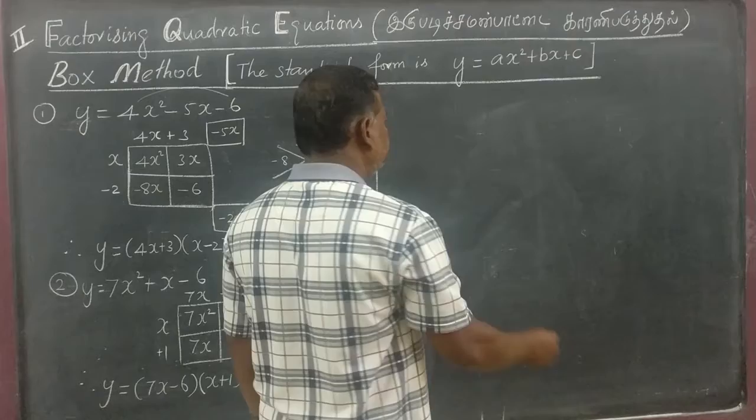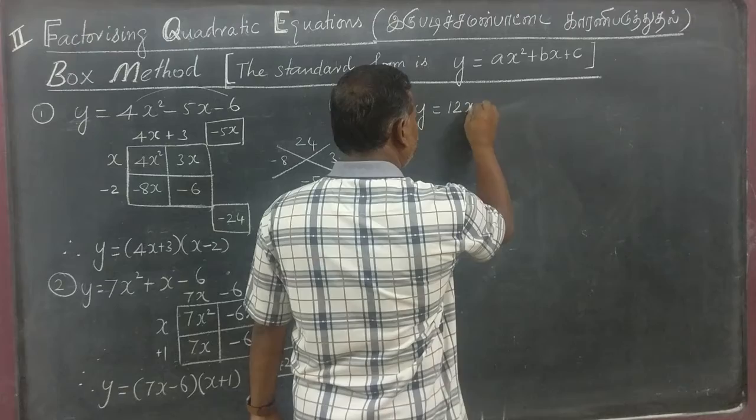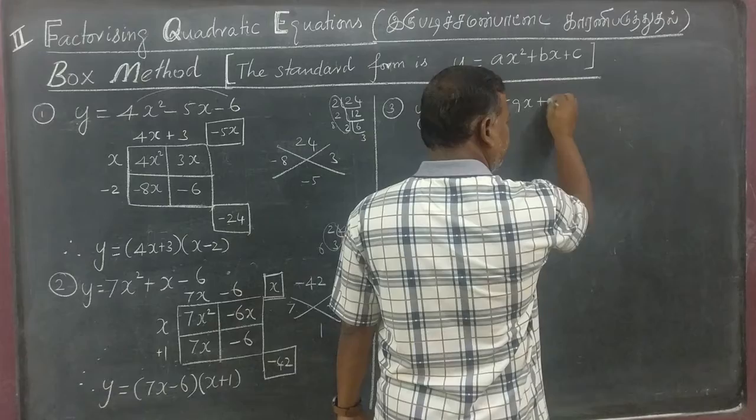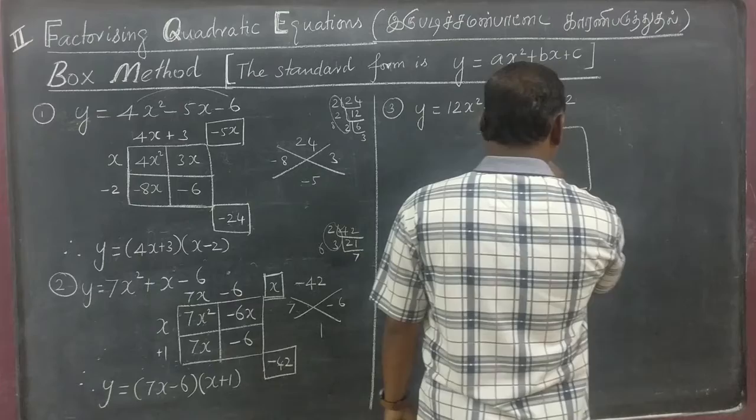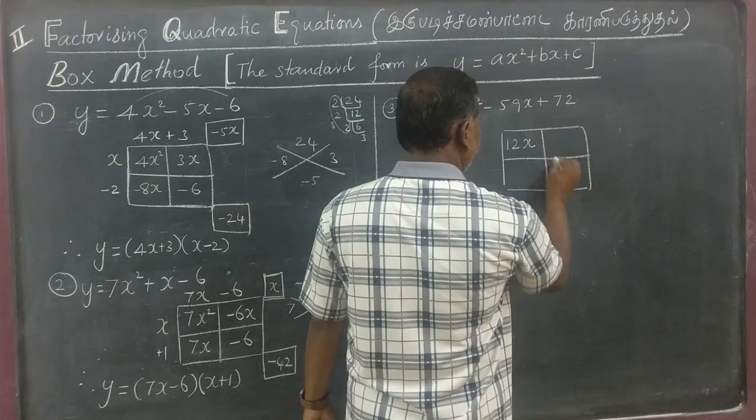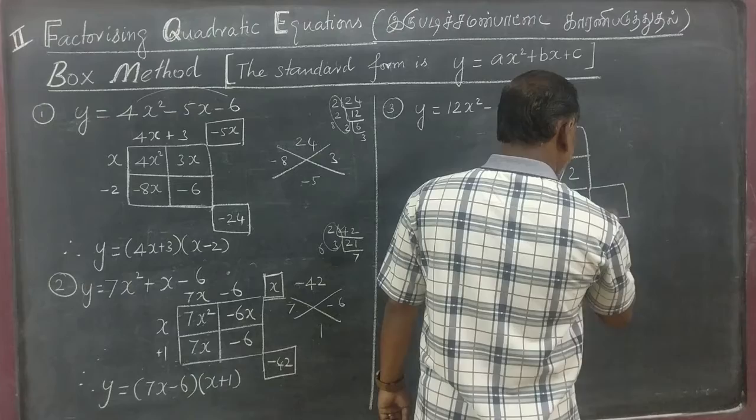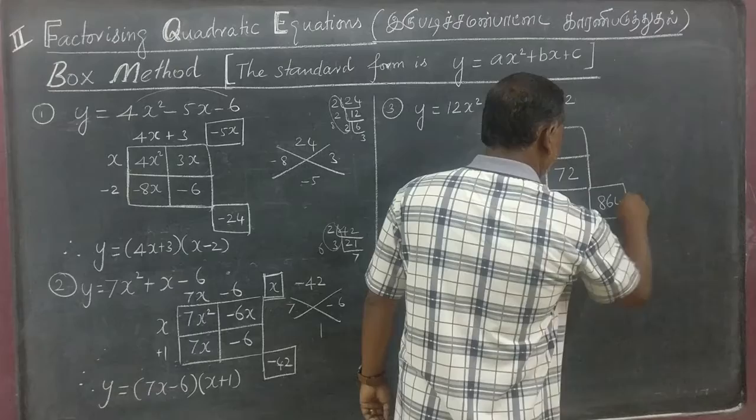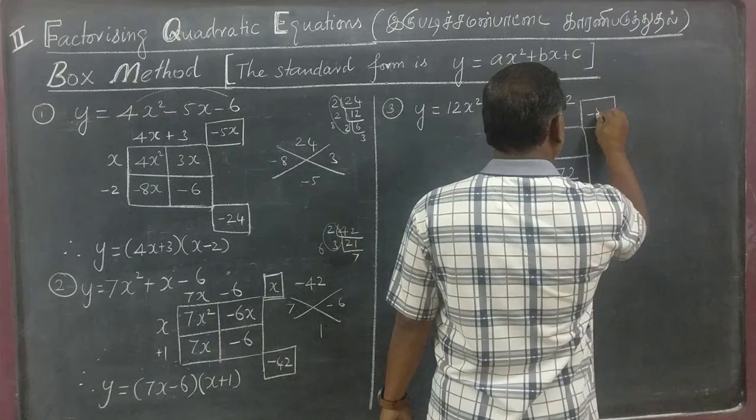y equals 12x squared minus 59x plus 72. Let's split it again. 12x squared, 72: multiplying 12 into 72 gives 864, and adding should give minus 59x. So 864, let's split it.